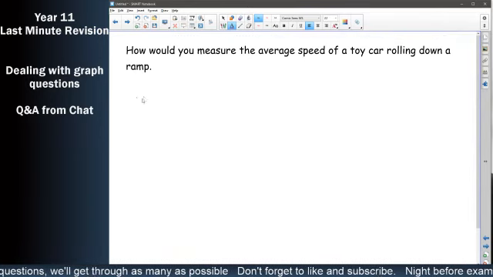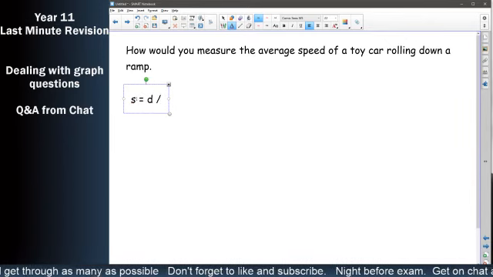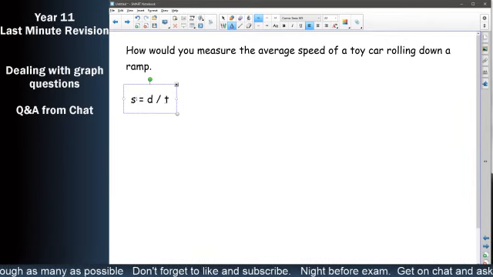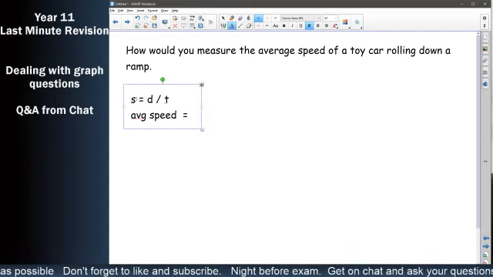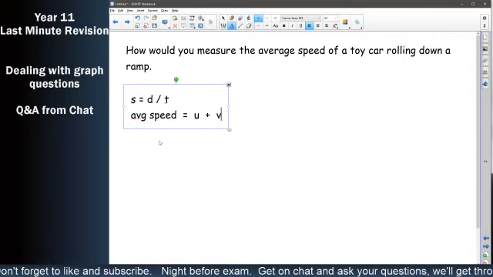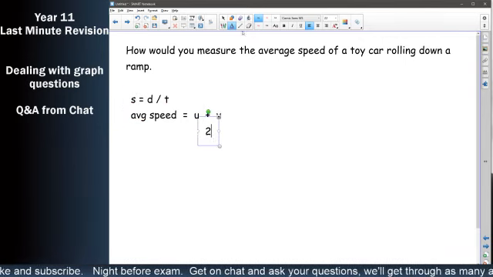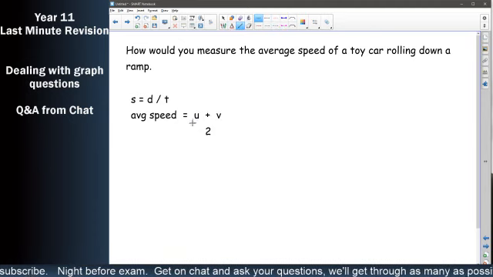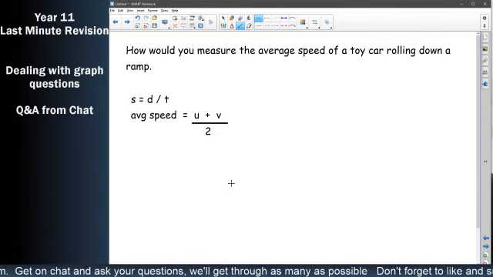Well, average speed has a couple of equations. You can have speed equals distance divided by time. That'll do it. Or average speed equals your initial speed, u, plus your final speed, v, all divided by 2. Right, so those are your 2 choices, and how you choose to set up your experiment is entirely up to you. What's the best way of doing this, or ideally the simplest way of explaining this?